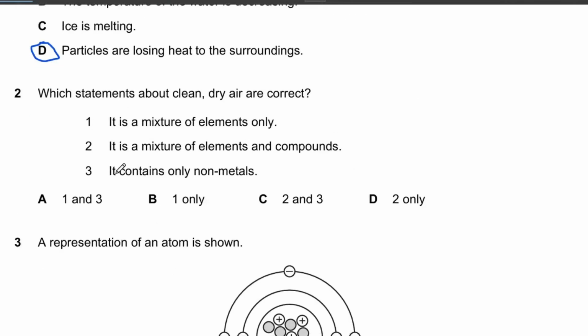Question 2. Which statements about clean, dry air are correct? It is a mixture of elements only. That's wrong. It is a mixture of elements and compounds. That's correct. It contains only non-metals. That's correct. So our answer is C, which is 2 and 3.